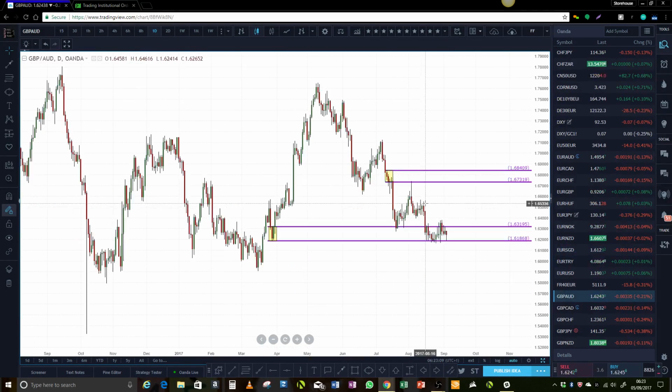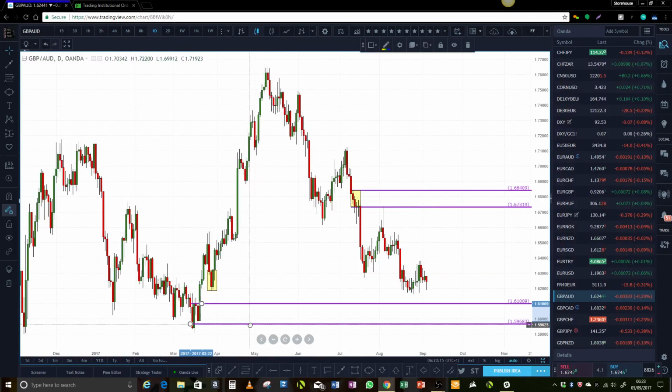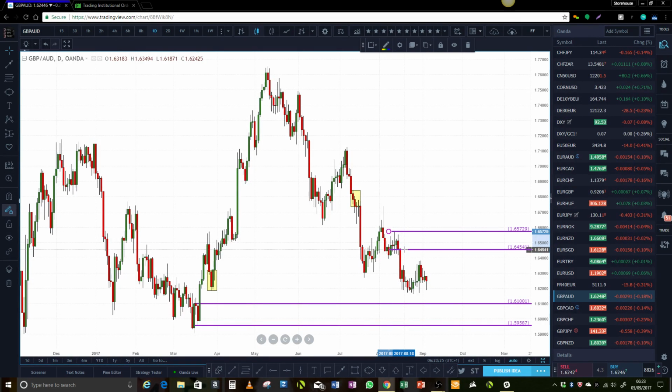The pound, okay, so the levels we had on this one have already played out. So in terms of fresh levels, here we are on the pound. That level there for demand and that level there for supply for a day trader. Those are the levels that I would be watching.